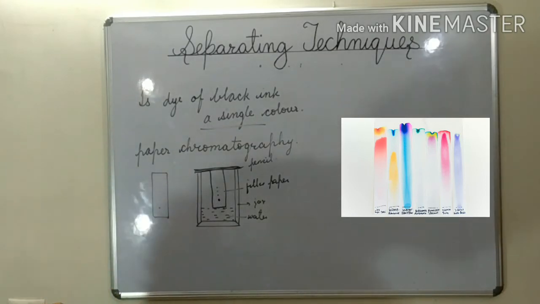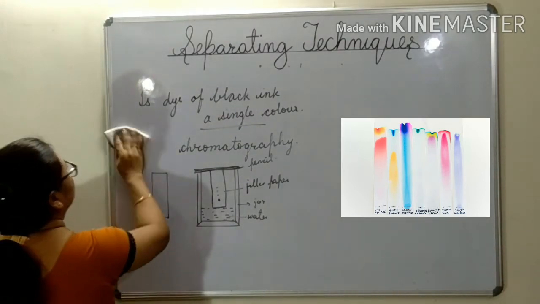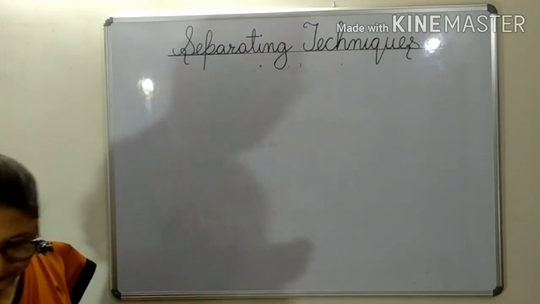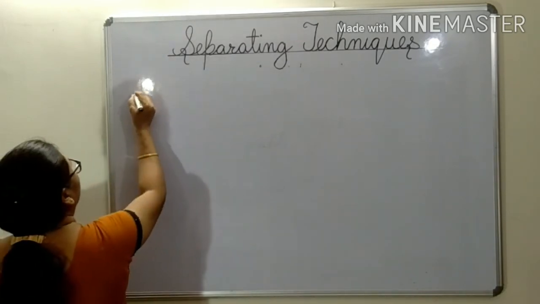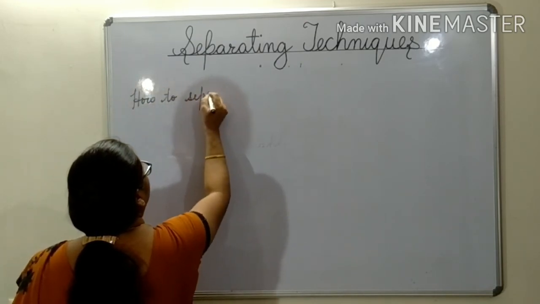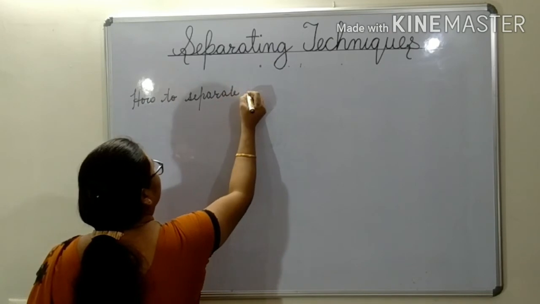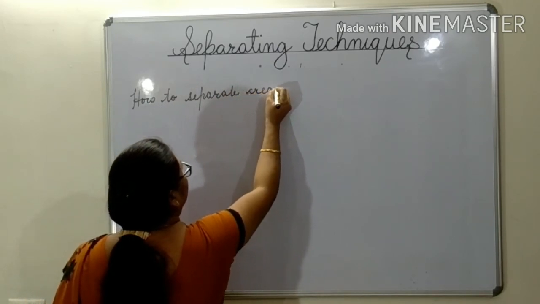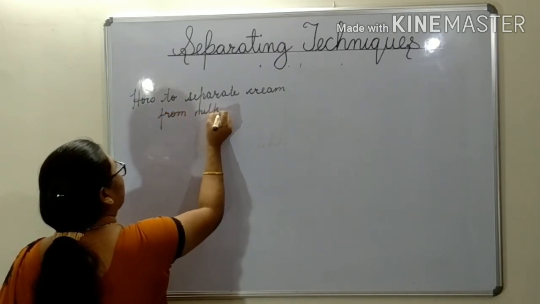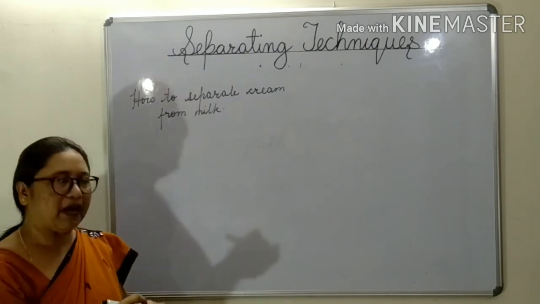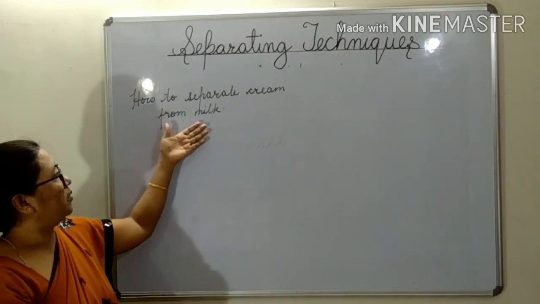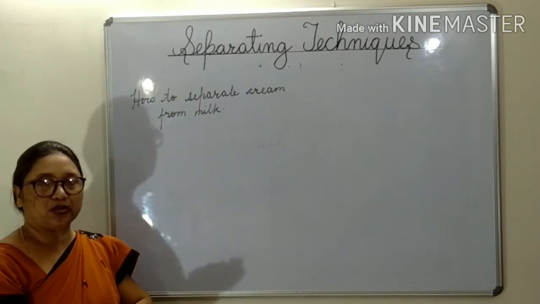Now we will see how to separate cream from milk, or how you can separate very fine solid particles from a liquid. How can we separate them? You can say that we can use filter paper also.